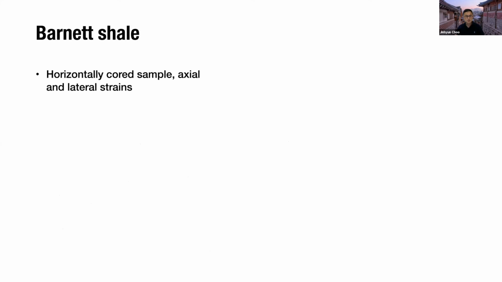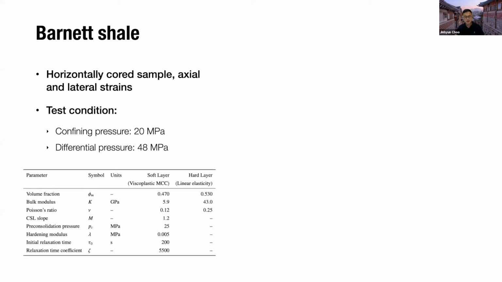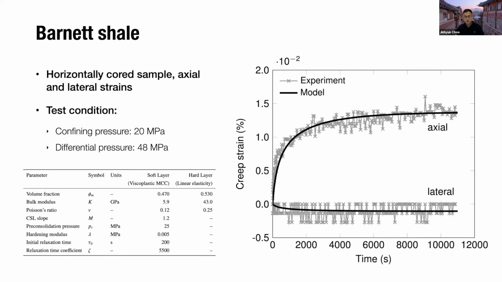And our last example is Barnett Shale. This is a horizontally cored sample, and its axial and lateral strains were measured during the creep stage. This is the test condition, and again, here are the material parameters calibrated. Here I'm showing experimental data along with the model results in terms of creep strain. And you can see that, again, our model can well reproduce the experimental data in terms of both axial and lateral strains.